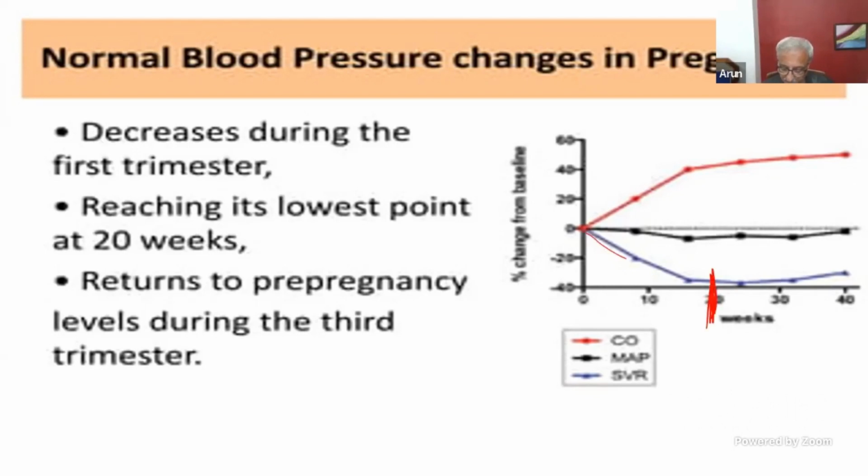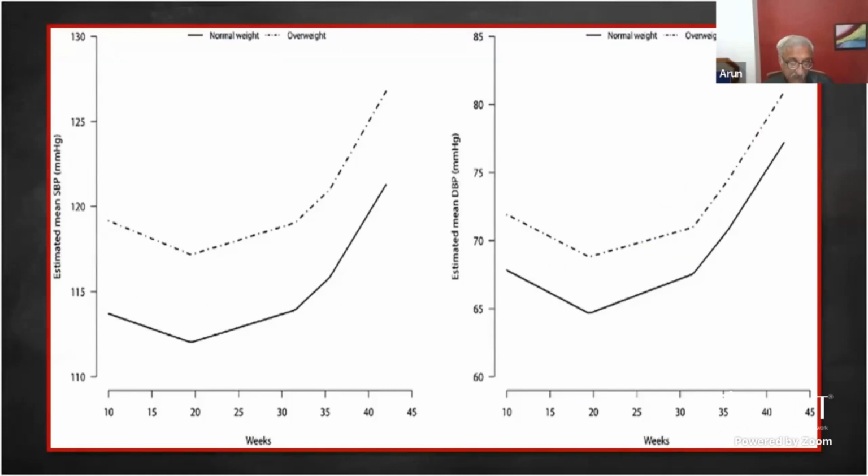So it comes like this, and then they almost plateau or try to come back to normal, the pre-pregnancy levels or levels at the beginning of pregnancy. So this is systemic vascular resistance, this is your mean arterial pressure, and this is your cardiac output. It grows like this, then almost plateaus till term. Say it is 20 weeks, it is up to like this, then it slightly increases again, and tries to come back to normal near term.